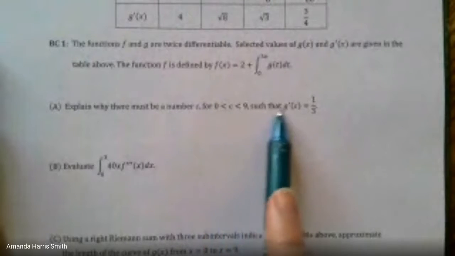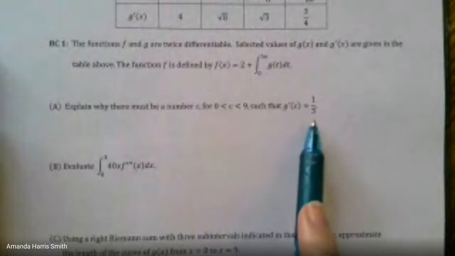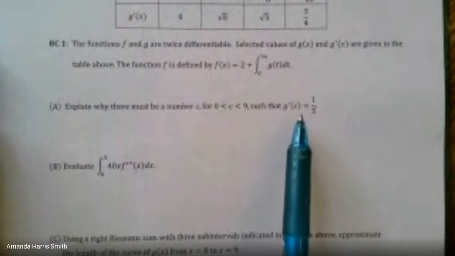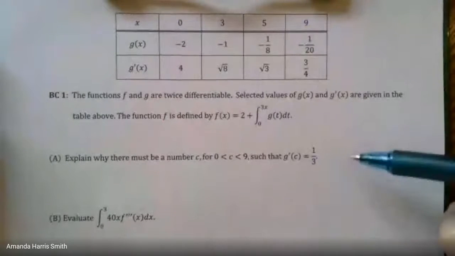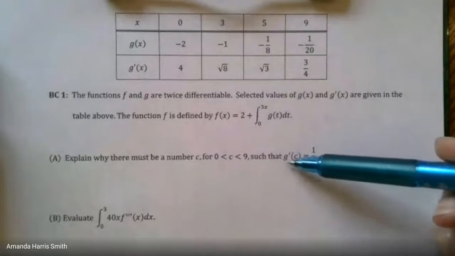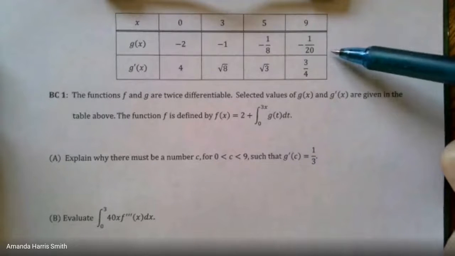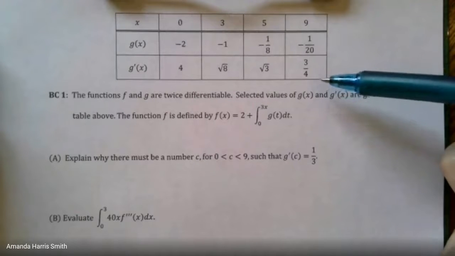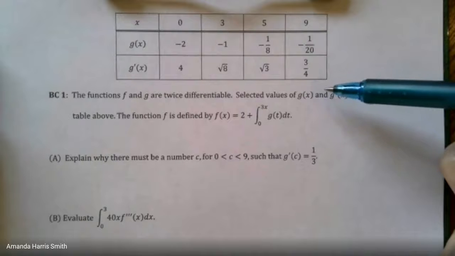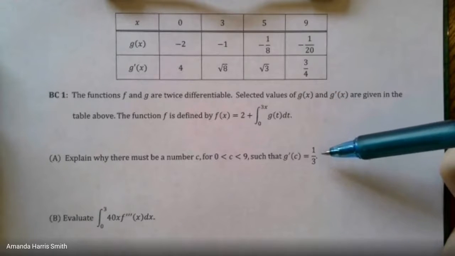Okay, so part A: explain why there must be a number c somewhere between 0 and 9 such that g prime of c equals 1/3. On the hints yesterday, I posted that this might be IVT, or it might be MVT, and that depends on how this value relates to the values in the table. My rule of thumb is that I check IVT first, and if IVT doesn't work, then I look for an MVT. So what does that mean?